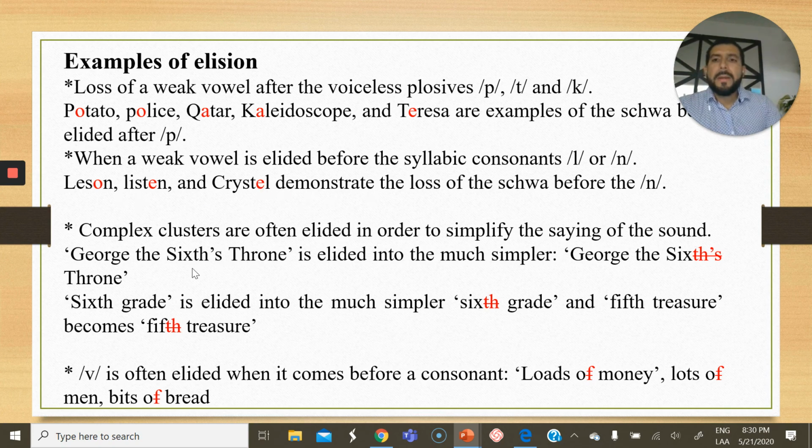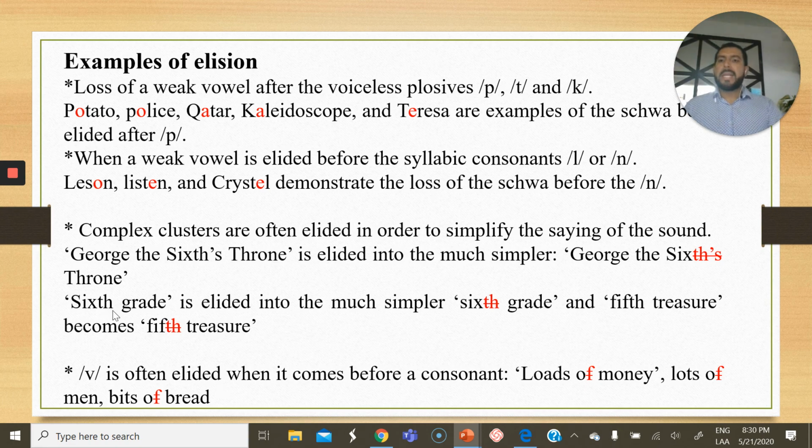And also, very interesting, you might want to remember this well. Complex clusters are often omitted or elided in order to simplify the saying of a sound. Because think about an expression like this, "George the Sixth's throne". That's almost impossible to say. And again, if you are speaking in connected speech, you delete or elide the th and s sounds here and end up with "George the Sixth throne".